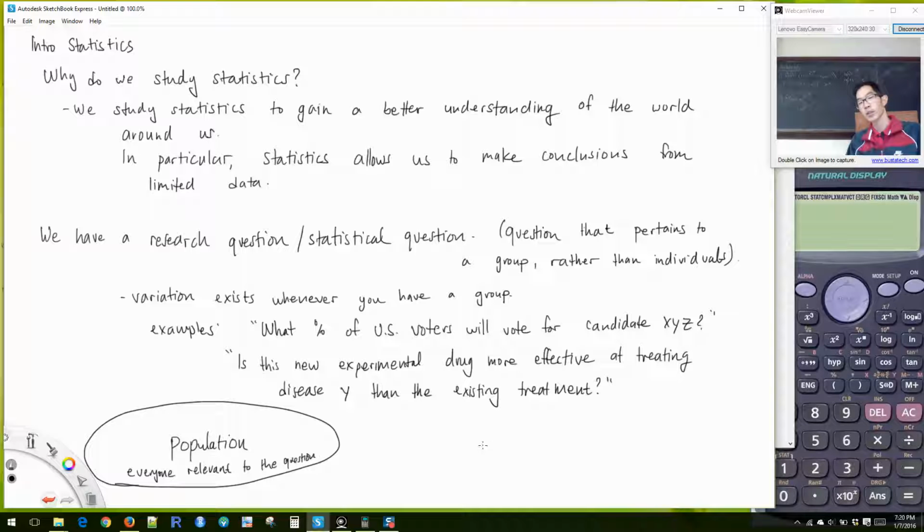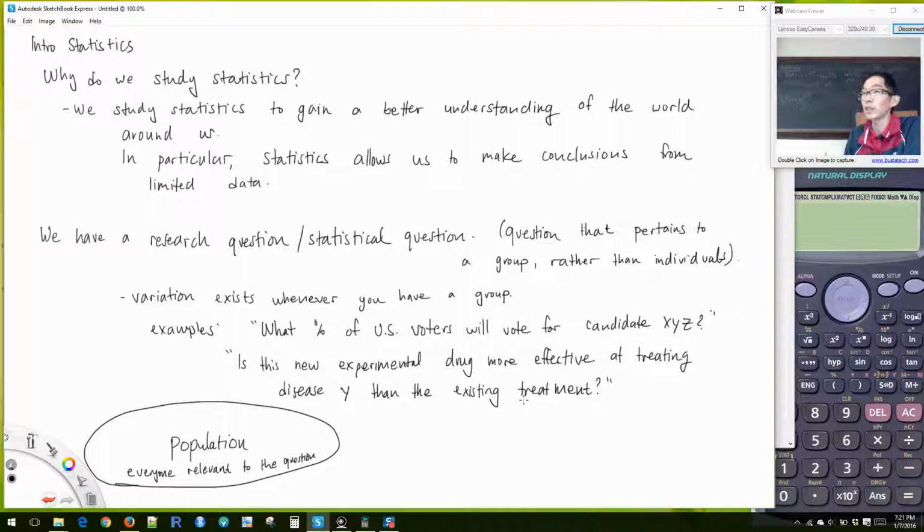Okay, and so the population for this first question would be all U.S. voters. Everyone who's going to vote, and that would be many millions of people. That would be the population. Is this new experimental drug more effective at treating some disease than the existing treatment? The population there would be everyone who is affected by the disease. And in either case, the population is generally too big for us to study directly.